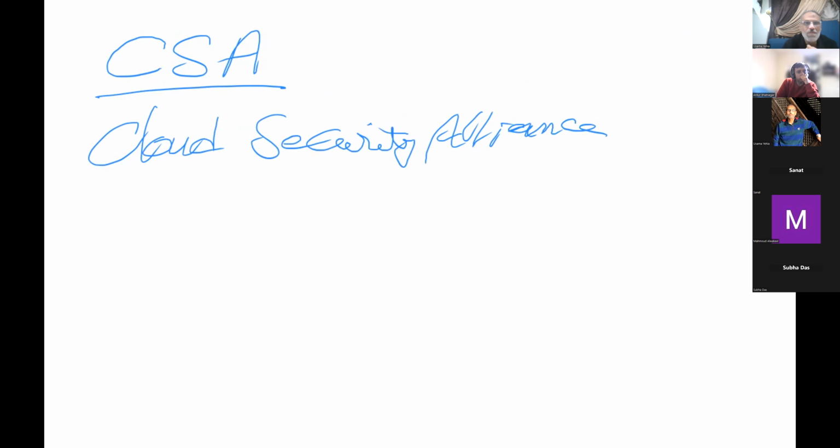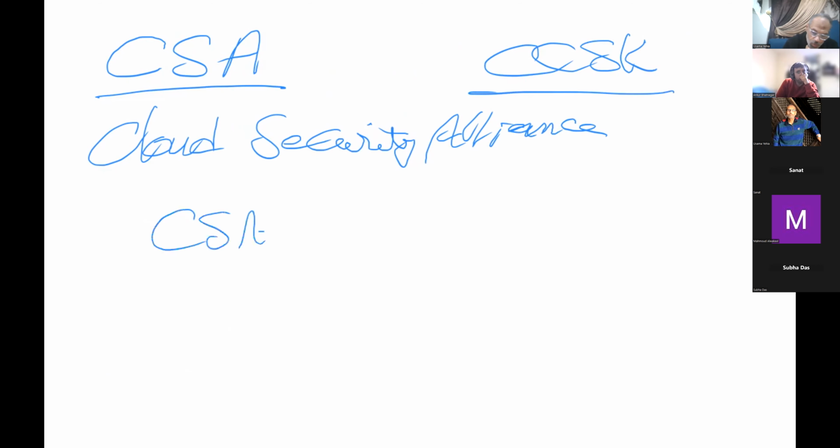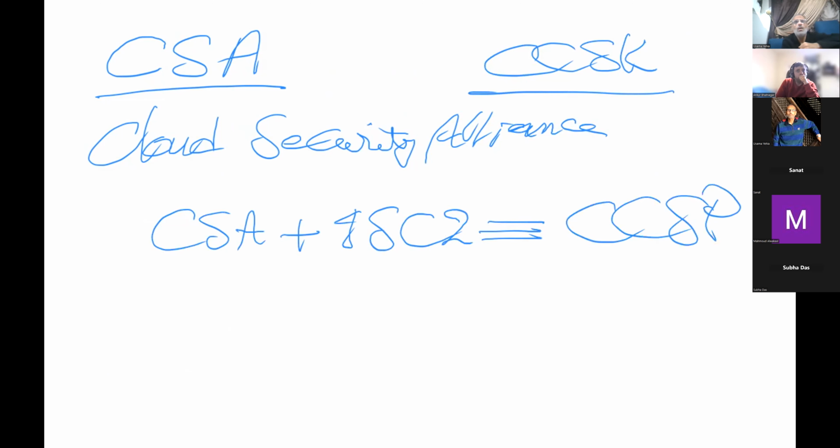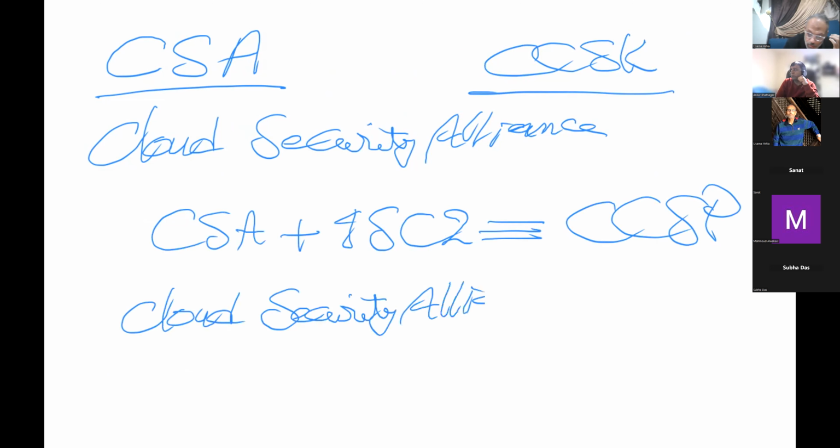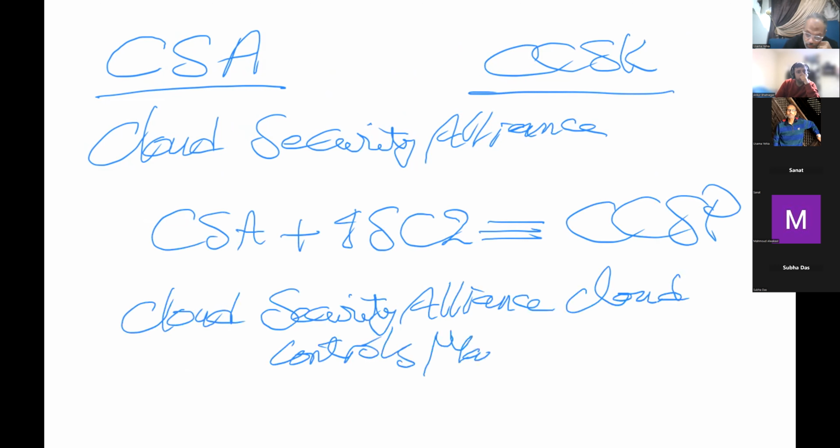And one of the first certificates for the cloud was the CCSK, and it was developed by CSA. And CSA worked very closely with ISC Square, and they developed the CCSP. So CSA is a very important organization which develops controls and standards. For the cloud controls, we have something called the Cloud Security Alliance Cloud Controls Matrix. We call it CCM.